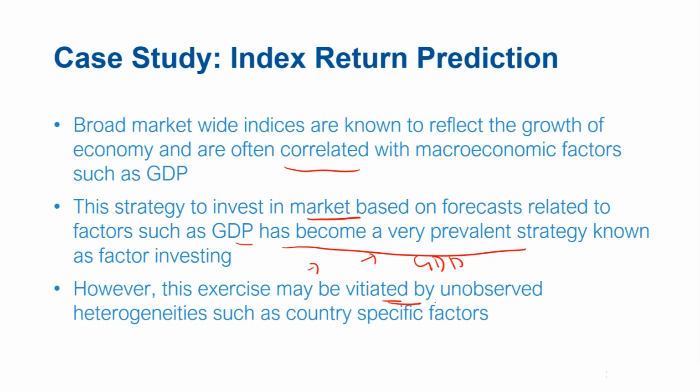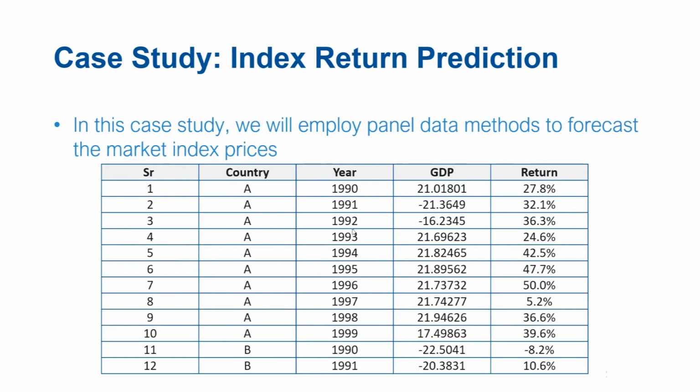Then this exercise may be vitiated by the unobserved heterogeneities, as we discussed in the theoretical discussions, such as country-specific factors. The data employed in this study is of the panel form and is used to forecast market index prices or returns. So we have serial numbers, countries, year, GDP, and return values. These values are scaled, so they do not reflect exactly the GDP or return values, but they are scaled to suit the case study.